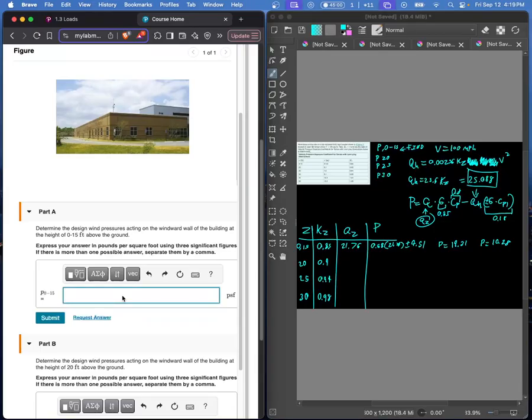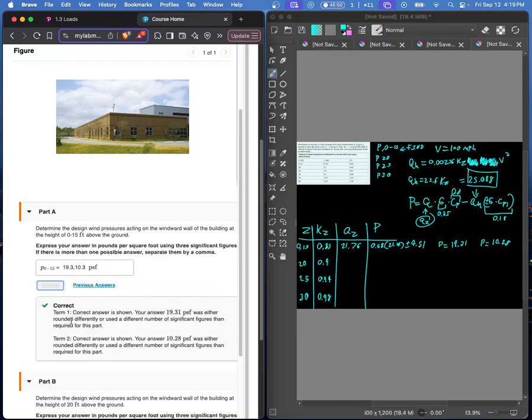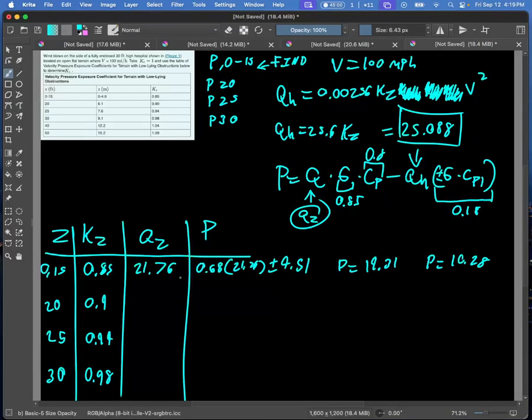So the first one was, what is that? 19.31. And the second one is 10.28. All right, so now let's just keep going. We're going to have 0.68. I can do this a little bit lower. 0.68 plus minus 4.51. P equals.